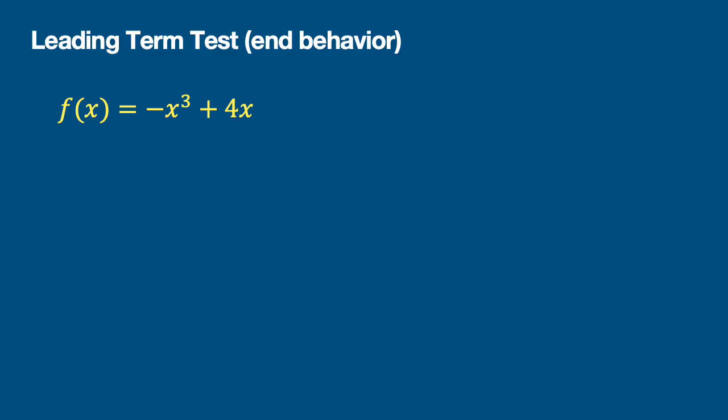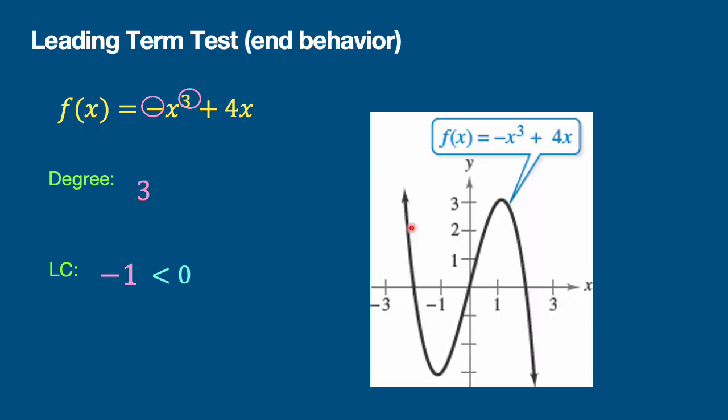Let's investigate the end behavior of polynomial functions. When you see this one, guys, f of x equals negative x cubed plus 4x, the end behavior is determined by the leading term right here. So we look at the degree and leading coefficient. The degree is 3 and the leading coefficient is negative 1. Here is the graph of f of x.